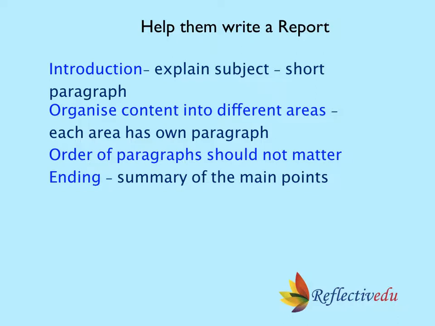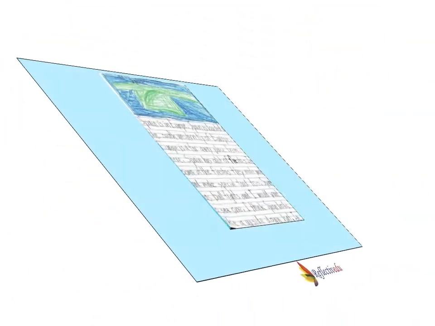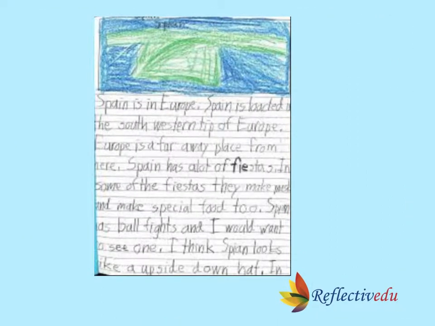One way to help them write a report is to explain to them how to take notes and how to paraphrase. Explain to them that the introduction is a very short paragraph, and then for the body of the text, it doesn't really matter which one goes first, second, or third, because you're talking about elements within the topic that you're writing. And finally, in the conclusion, they have to summarize the main points. Here's an example of report writing by a first grader about Spain.